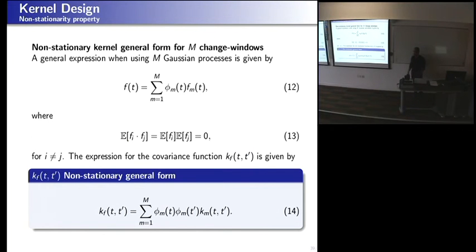So if we want to model M notes or M music events, we can define a general expression for the complete process as a linear combination of M subprocesses, each subprocess weighted by a change window. If we assume independence between each of the subprocesses, then we can express the complete covariance function as a linear combination of the covariance function of each of the subprocesses weighted by the change window in this way.